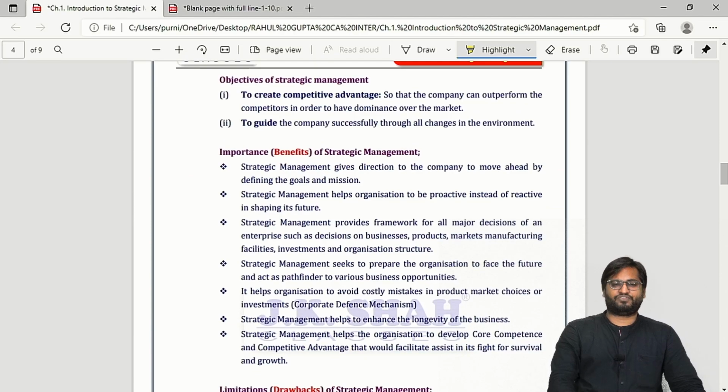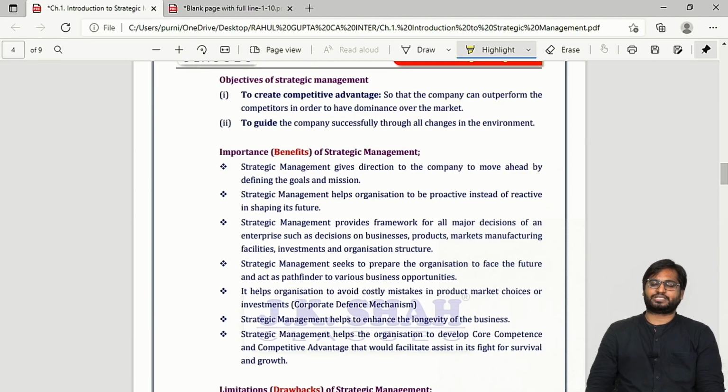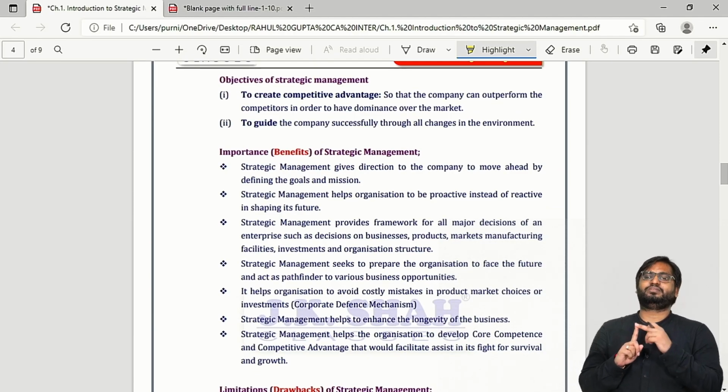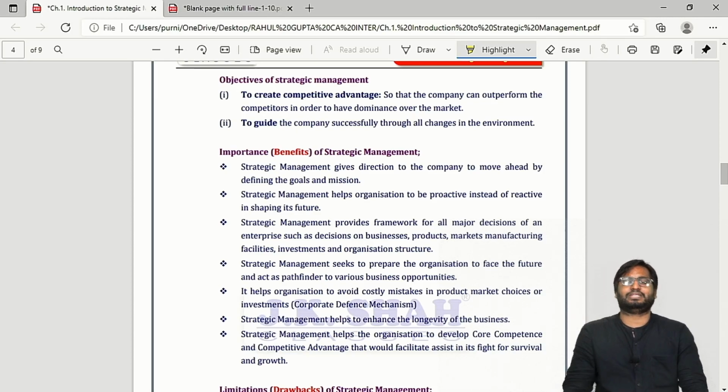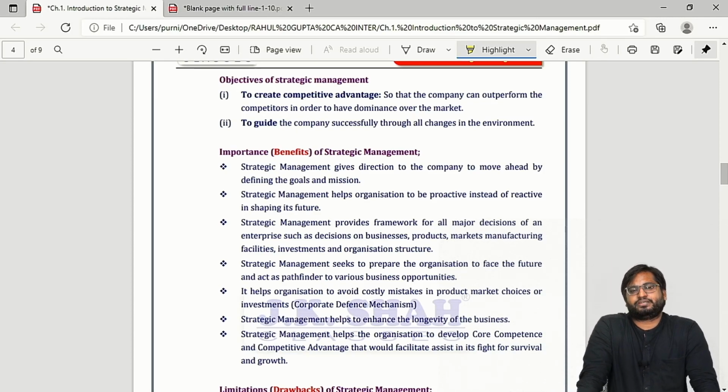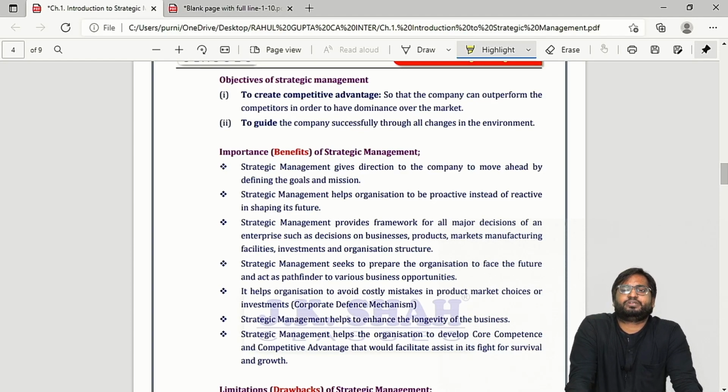So now we have 3 questions that I need you to study. Number 1, objectives of strategic management. Need, importance, benefit of strategic management, and limitations of strategic management. Why do we need strategic management? Ask yourself that question. We need strategic management for 2 reasons. Number 1, to create competitive advantage so that we can outperform our competitors and dominate the market.